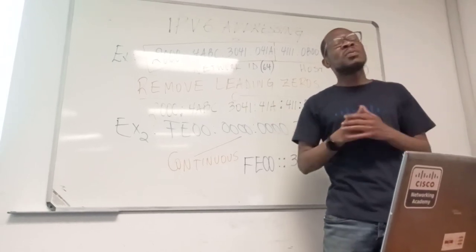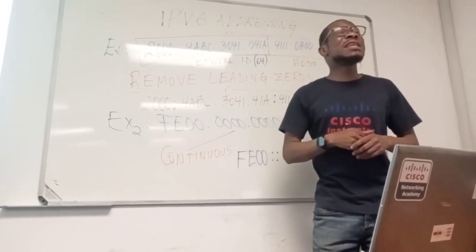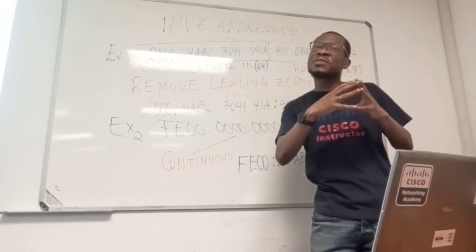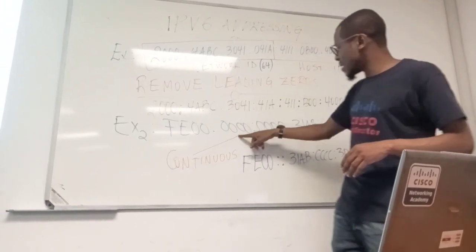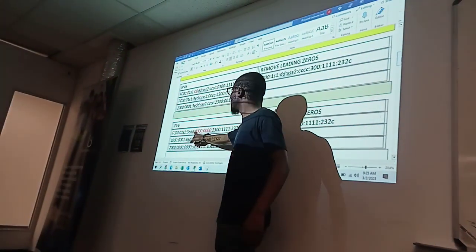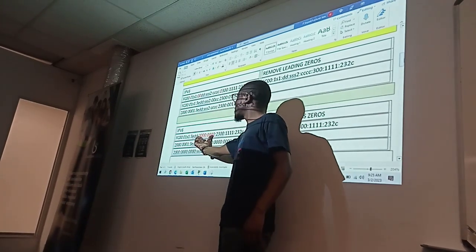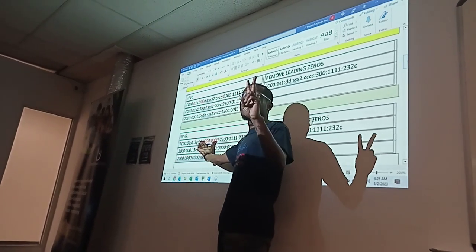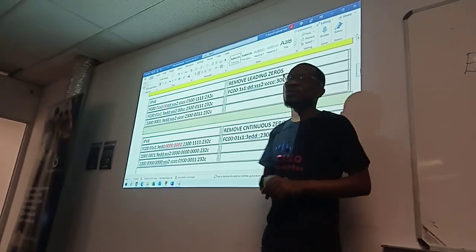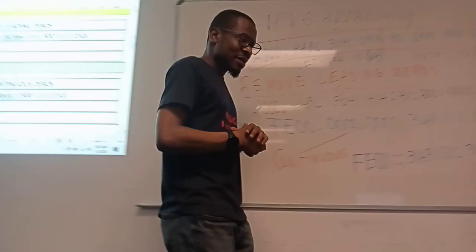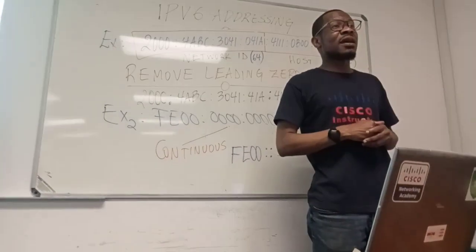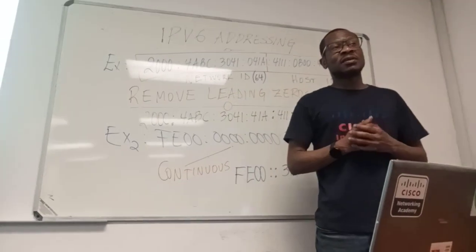But you can also get an IPv6 that has continuous zeros, like a series of zeros, like this example. There are so many zeros. You can replace those zeros by double colons. You just write these ones and you put the double colons.